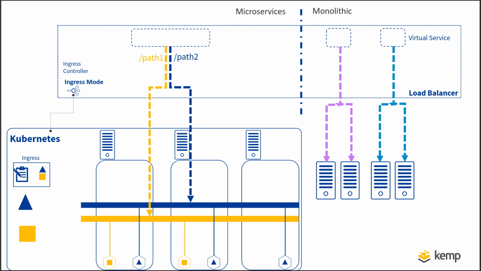On the right-hand side, the monolithic application is statically configured. Maybe the developers put in a request for a new service, or maybe it's been pre-planned, whatever the case may be. A virtual service is created and we know that endpoint goes to that app. With the Ingress controller, we have an Ingress resource with defined paths and behavior for traffic coming into Kubernetes. The Kemp Ingress controller reads that and facilitates it, so it's almost a way of automating the building of the virtual service based on the Ingress resource.